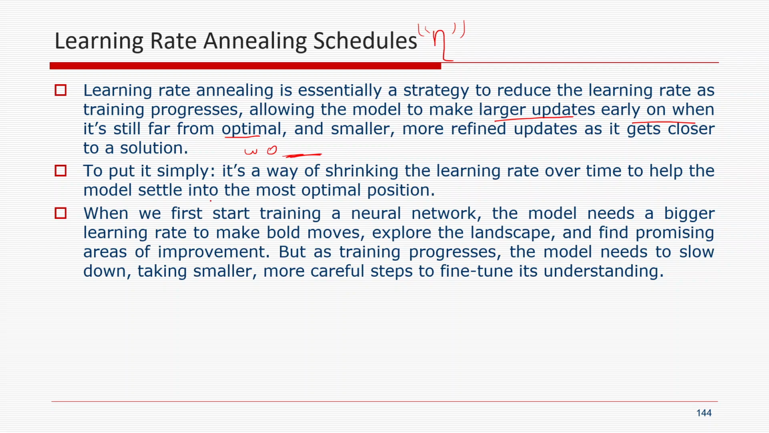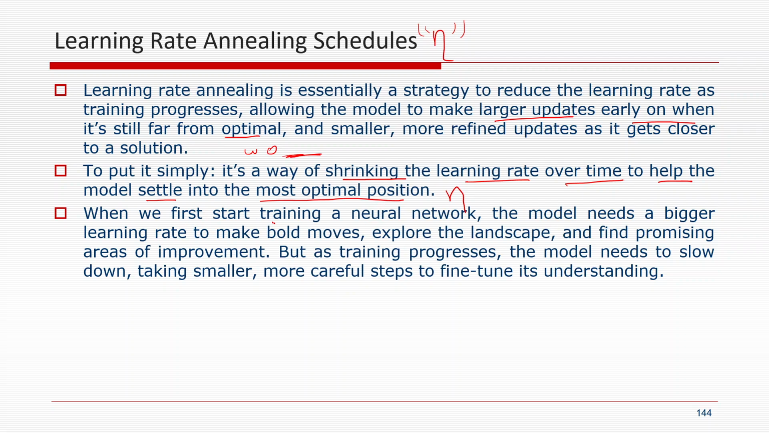That's the question. To understand learning rate annealing, what it says is, it is a way of shrinking the learning rate over time to help the model settle into the most optimal position. What is the best way we can start with the n value, and in what way do we have to keep increasing or updating this one so that we will get the optimal solution?